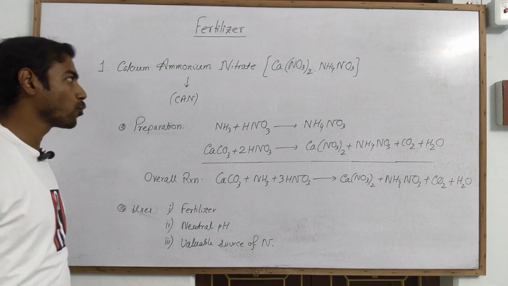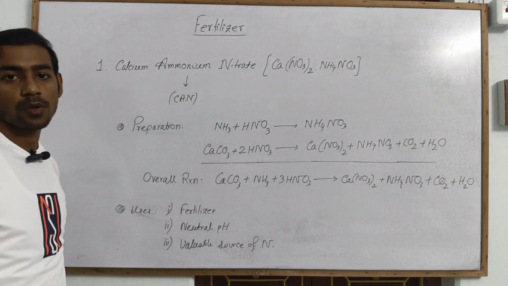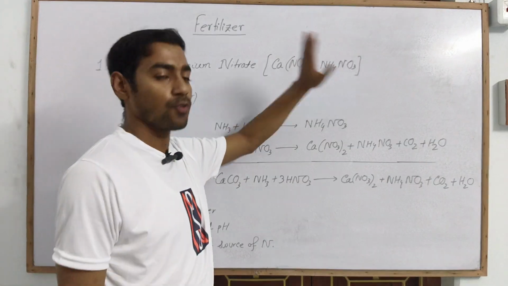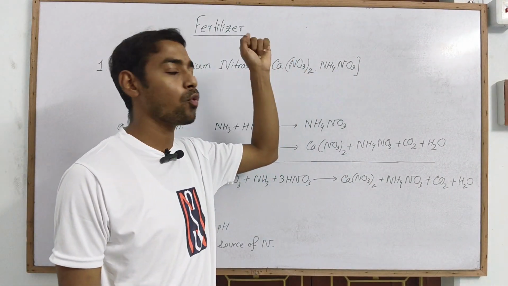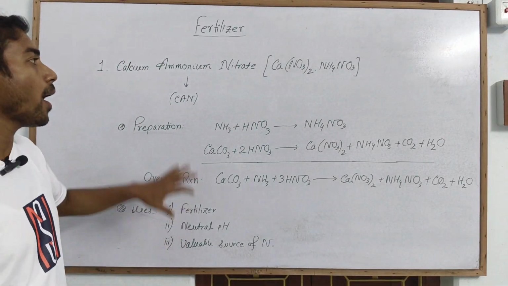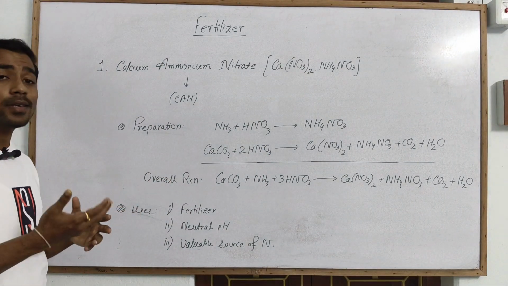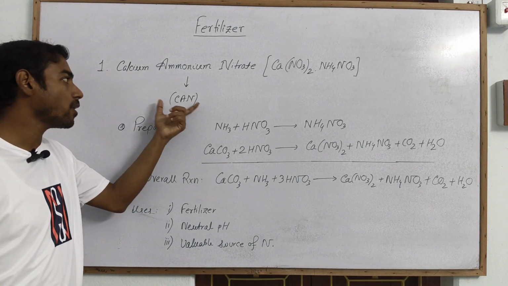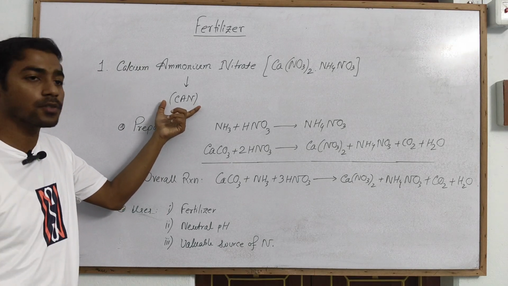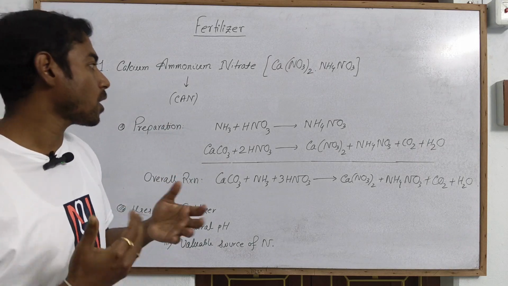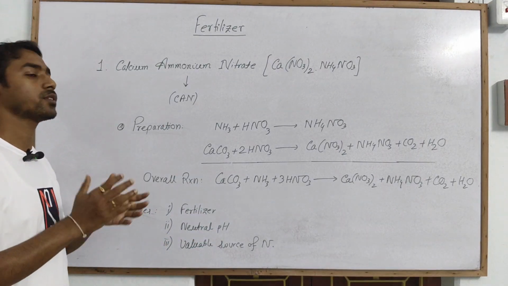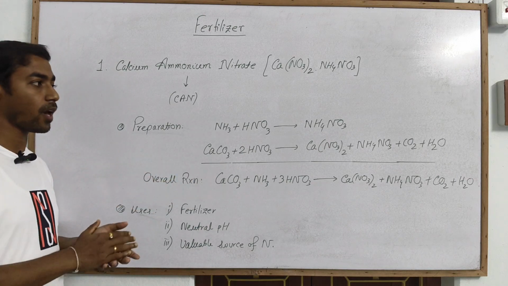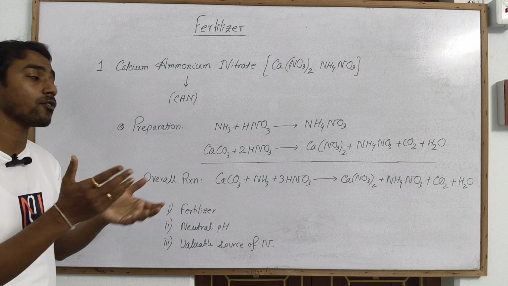So first, we will go through calcium ammonium nitrate, which is written as Ca(NO3)2 and NH4NO3. That is 1 mole of calcium nitrate and 1 mole of ammonium nitrate. Mostly, in short form, it is written as CAN. It is very famous in terms of questions, because sometimes you can get questions like what is the full form of CAN, or write the preparation of CAN, or the uses of CAN.